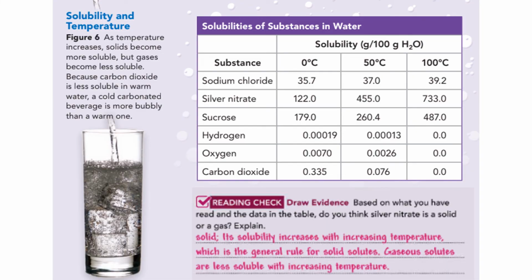And we're going to say it's a solid. So its solubility increases with increasing temperature, which is the general rule for a solid solute. Gaseous solutes are less soluble with increasing temperature. So we know hydrogen, oxygen, and carbon dioxide are all gases and they have very small numbers, whereas our silver nitrate had 122, 455, and 733 as compared to our near zero numbers of the gases.